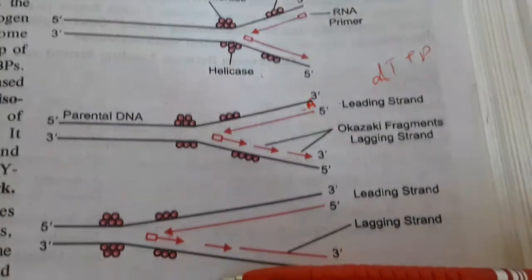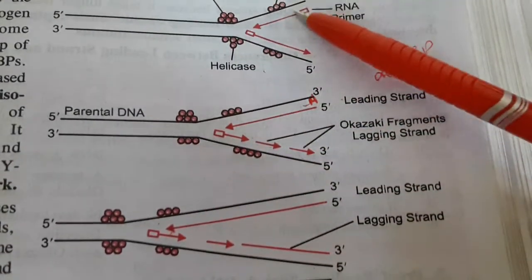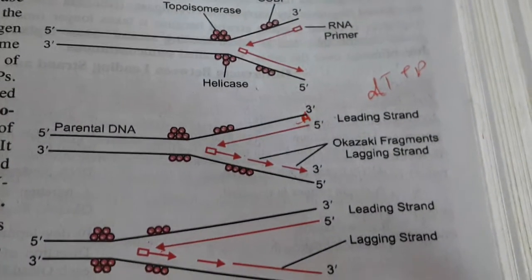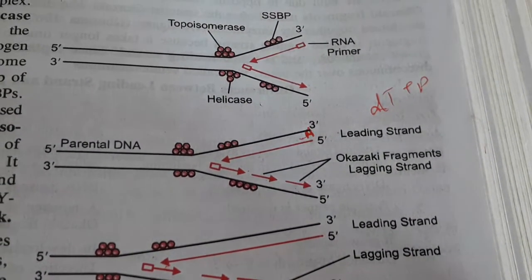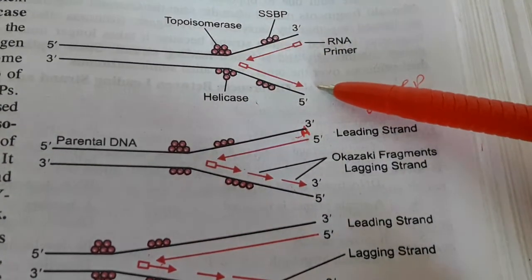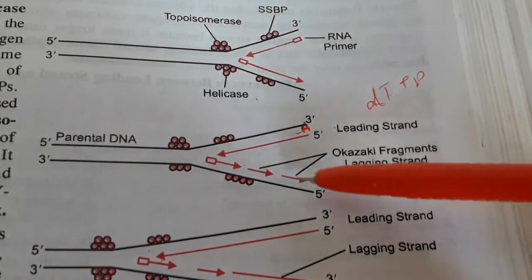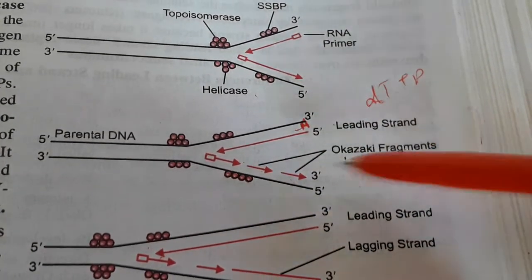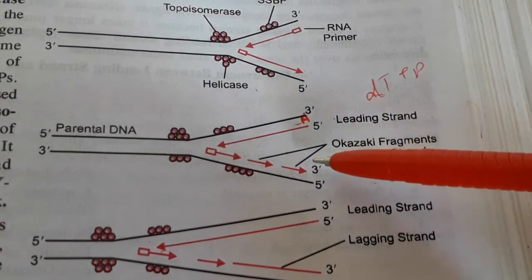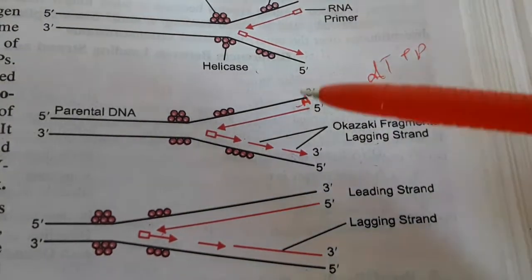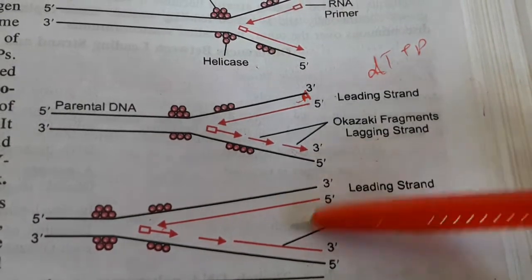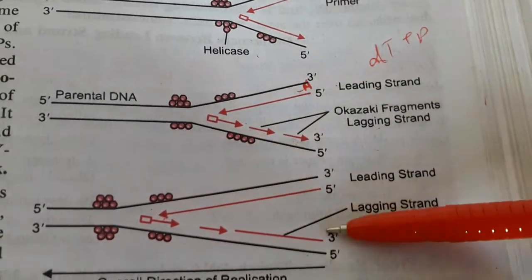Got it? So remember the enzymes needed: helicase for breaking the hydrogen bond, then topoisomerase for cutting the DNA strand, then SSB protein which helps the DNA to form the replicating fork or Y-shaped structure. Then the Okazaki fragments, this term is important, the small fragments. Then the leading strand, lagging strand, then we require the DNA dependent DNA polymerase for synthesis of DNA, and DNA dependent RNA polymerase for the synthesis of the RNA primer, then ligase for joining the Okazaki fragments.